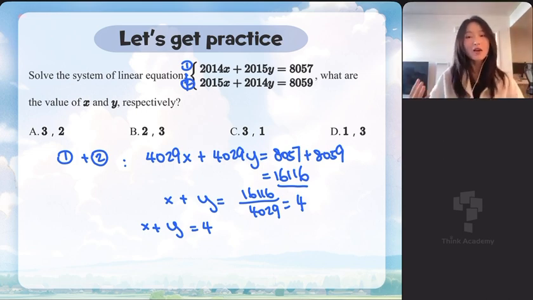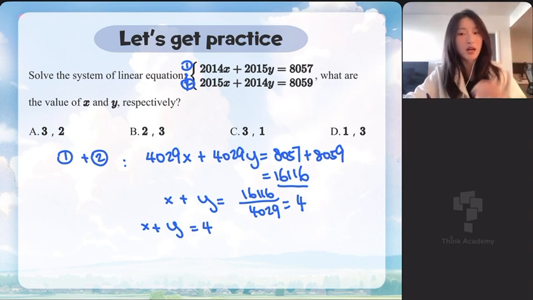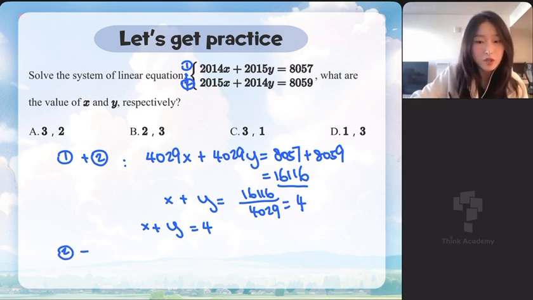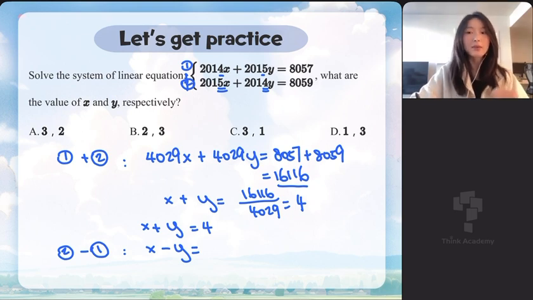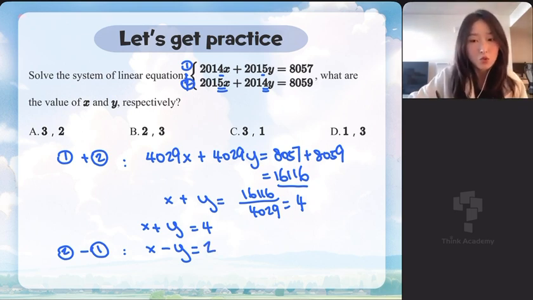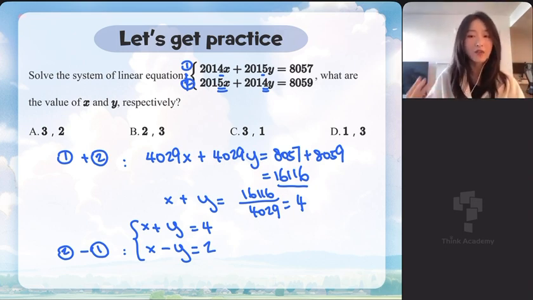All right, now to find the second simplified equation, we can use one of the equations minus the other. For example, if we use 2 minus 1, because we have one more x and one less y compared with the first equation, we are going to have x minus y equals 8059 minus 8057, which would just be 2. So now we actually have a new system of equations after simplification.